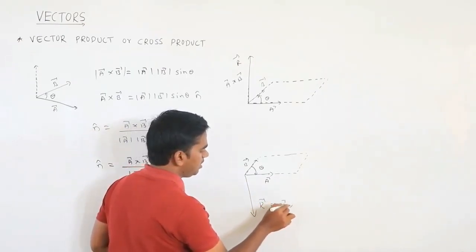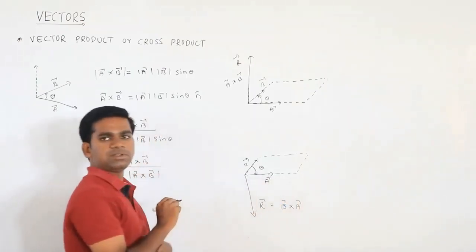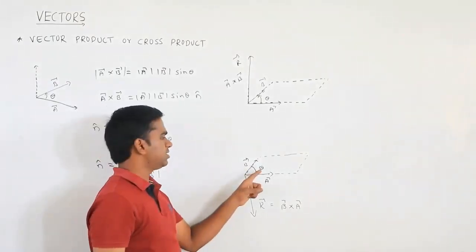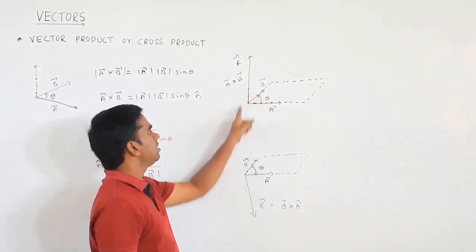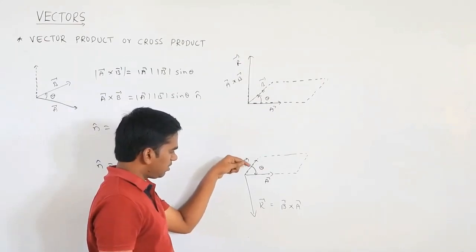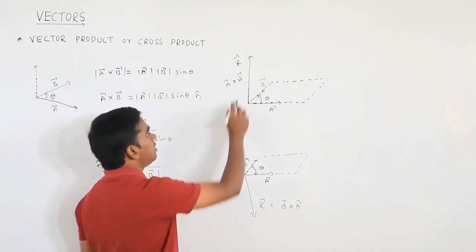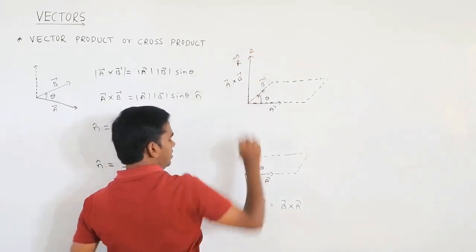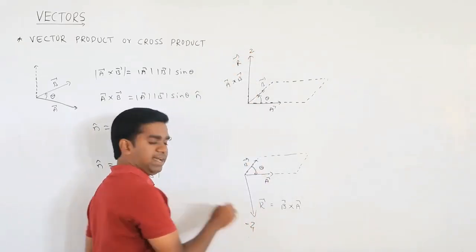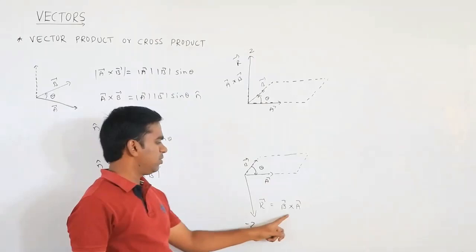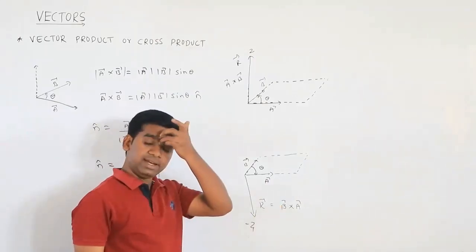That is B cross A. That means it depends on direction. If you are going in this direction, it is going upward. If it is coming along this direction, it is coming down. So here it is along the positive z axis, and here it is along the negative z axis. So the resultant is going to be negative over here.